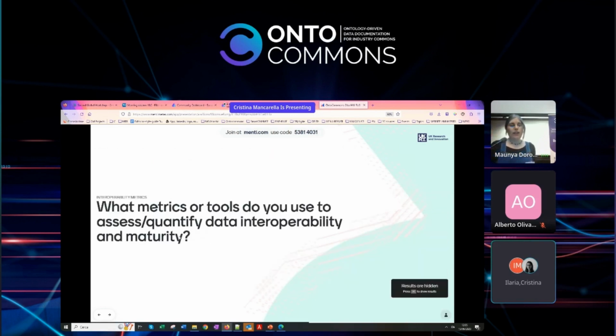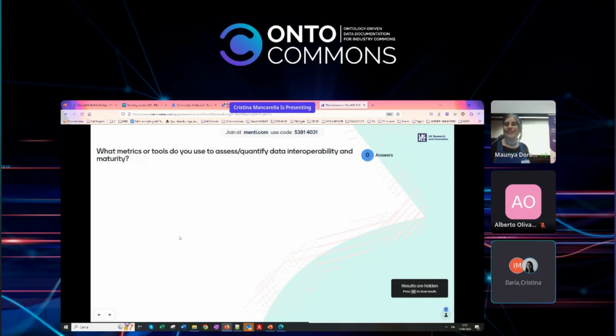So here it's about measuring things, actually. Interoperability metrics. What metrics or tools do you actually use to assess or quantify the maturity or the interoperability of your data? We are aware there are some solutions and methods that quantify interoperability. For example, okay, I don't want to influence you, I'll tell you later. But we would like to know if you use or are aware of any of this. The questions are getting even harder now, because there are very few tools. And this is a real question we have: what are the tools available?